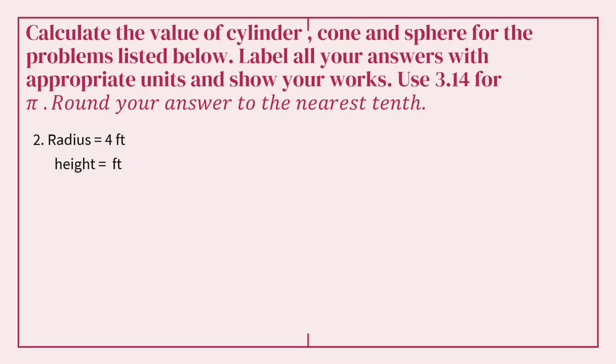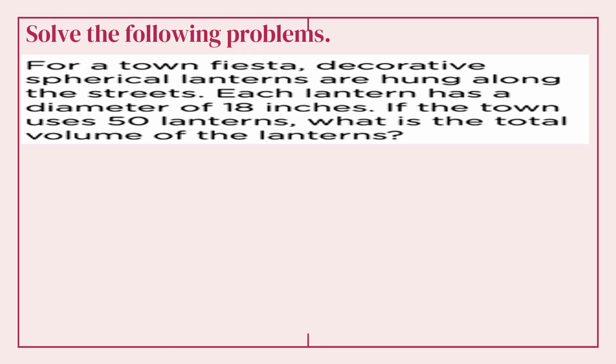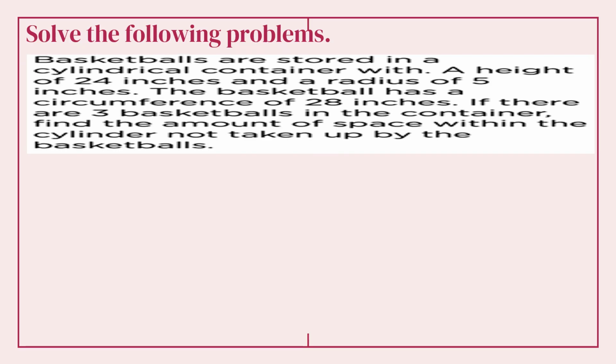We will post this video, and then you can solve this one. That's for number 2. Number 3: the given here is the diameter. Just divide it by 2 to get the radius, then apply it into the problem. So this one is conical, that means the formula you should use is the cone. And this is a spherical lantern, so that's a sphere. And this one is a cylindrical container, so cylinder.